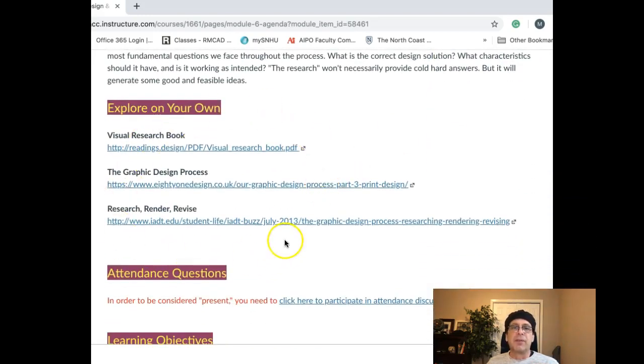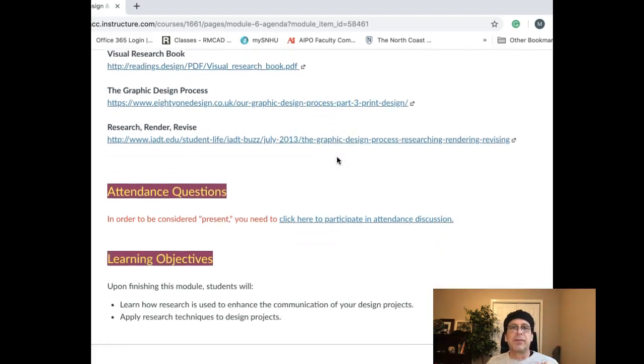And then we have, of course, these outstanding external links that I really want you to take. This is a research book. It's a PDF. Download it and keep it. It's great. It's really a great little presentation.